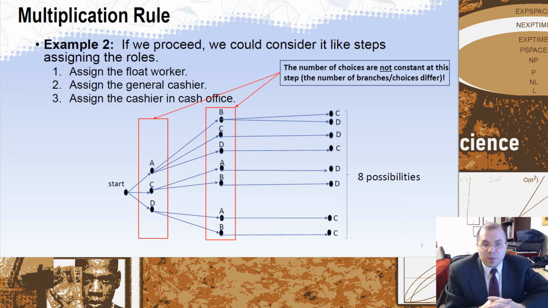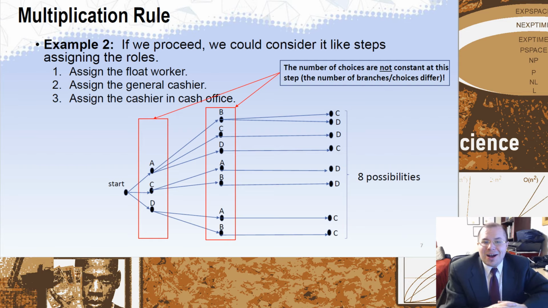Now remember, the objects themselves can be different, but the number of choices must be constant. If you're looking at this picture, think about the number of branches. With A, I have 3 branches going out. However, with C, I have 2 branches out. And D, I have 2 branches out. That's not constant, right? If it was constant, it would have to be that there's 2 leaving each one of those, or 3 leaving each one of those, or maybe 1. I don't know. But the point is in that step, I have this issue.